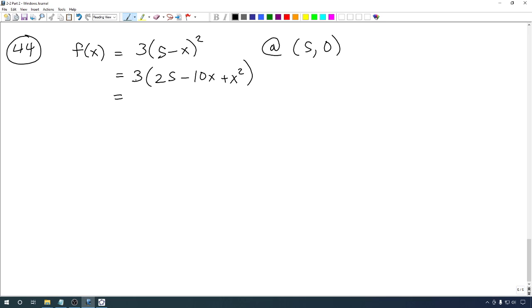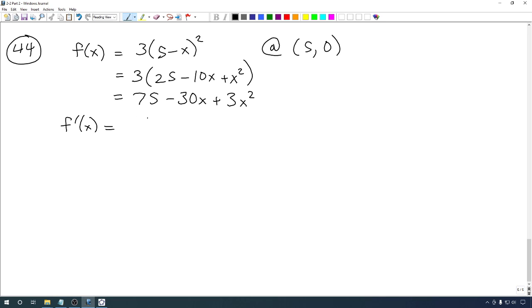Finally, I'm going to take this 3 and distribute it. So 3 times 25 is 75. 3 times negative 10x is negative 30x. And 3 times x squared is, of course, just 3x squared. Now, this is a function we know how to differentiate. This is a very nice polynomial, nice quadratic. And we can differentiate term by term.